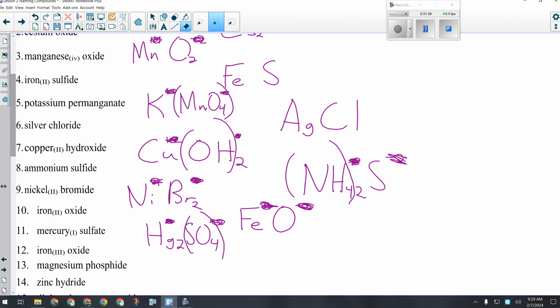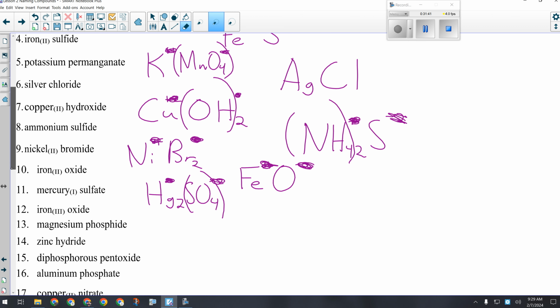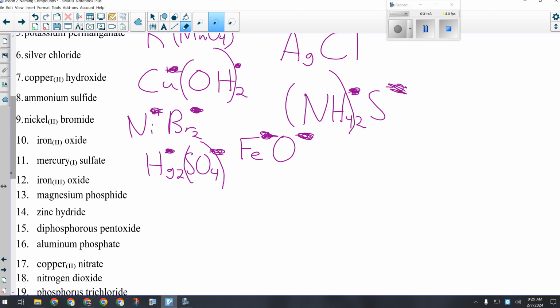Okay. All right, last one I said to do is iron 3 oxide. So we would have Fe with the 3 plus, oxygen with the 2 minus. When we drop and swap, Fe2O3.